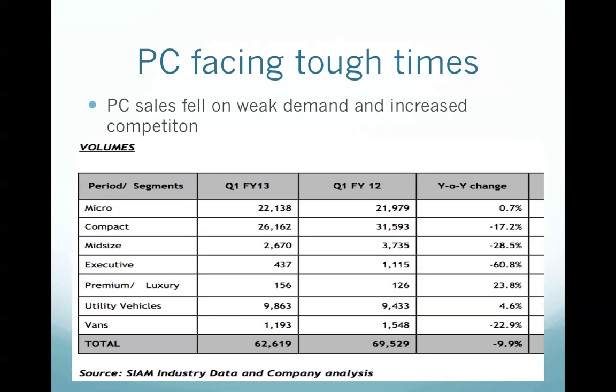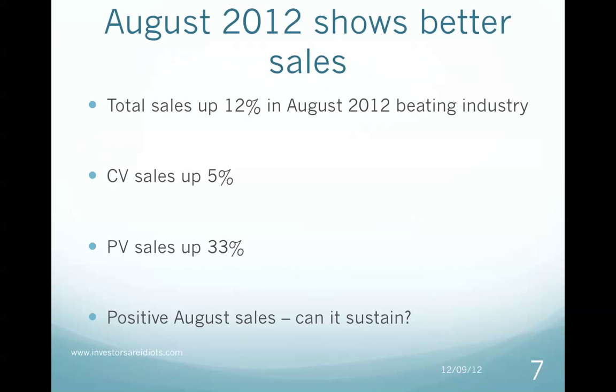Premium vehicles including Jaguar are selling well for the company. However, there's some light at the end of the tunnel. August 2012 sales for the company were better than the industry average. We saw Tata Motors record a total of 12% sales growth in August. The industry recorded a sales growth of less than 5%.